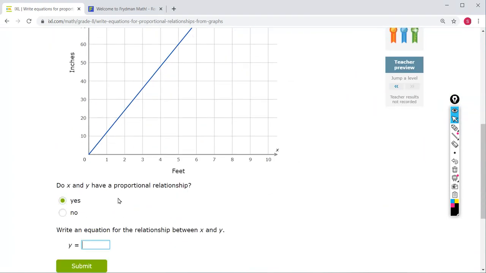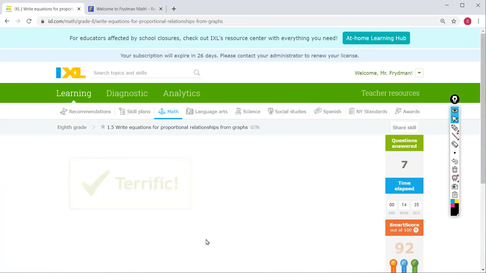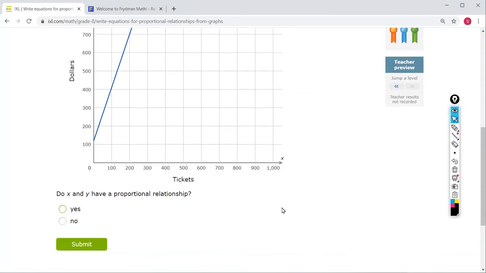Okay, so this one is telling us the same thing. I could do here 60 divided by 5 is 12. So this would be 12x over here. All right, so all of these seem to be the same type of question.